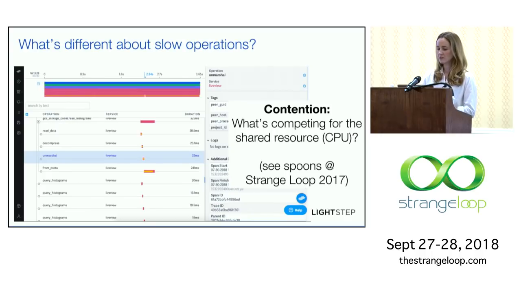So here, the question that I would start asking is contention. There's some shared resource, the CPU, that in this case the request is bottlenecking on, and what's competing for this shared resource? Is it actually just this one customer's request that's important, or is it the case that there are a bunch of requests happening at the same time and they're all competing, or is this one request using too much parallelism? There's a talk from Strange Loop last year from our CTO Spoons that goes into a lot more depth on visualization tools that you can use to understand this contention.